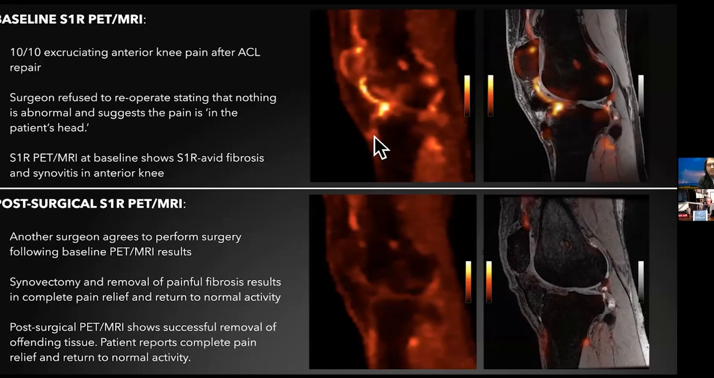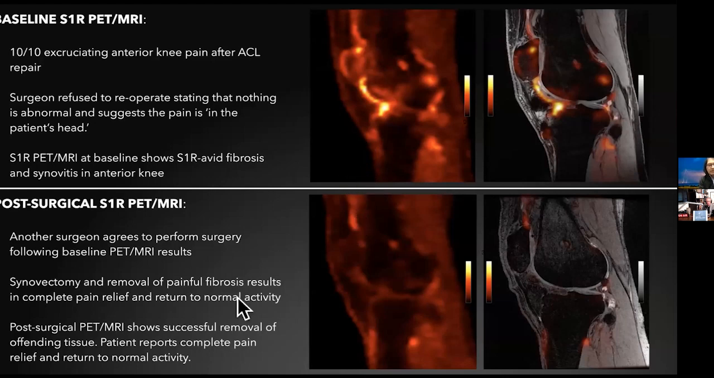Why I wanted to show that is just to impress upon you. This top row of images is the pre-surgery MRI. Again, just to show you how much uptake there is in the intra-articular space, showing you what I think is painful fibrosis. Again, he had 10 out of 10 anterior knee pain after ACL repair. He almost had to use a wheelchair to get around.